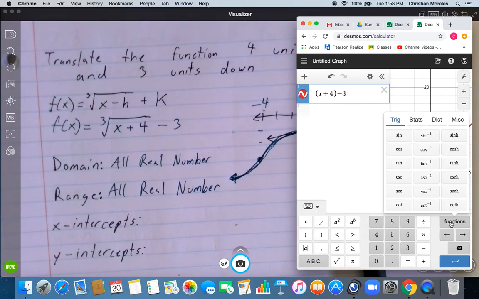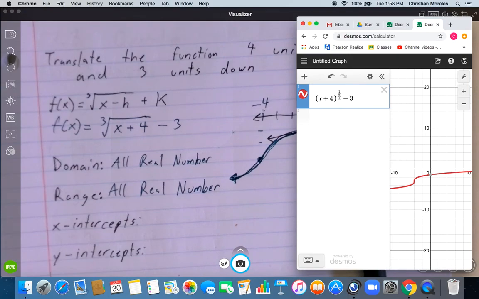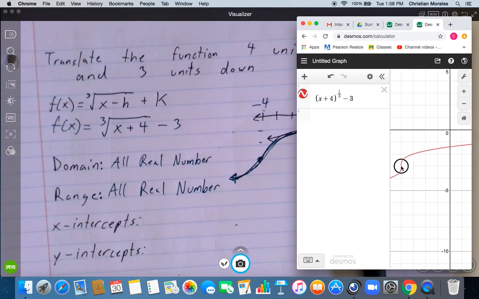So there's something you can do, and that's use this. One third as a power is the cube root. So if you use this as your exponent in the calculator, you can model what it looks like. And here we go. Here it is. There you notice that's where our point is now at -4, -3.